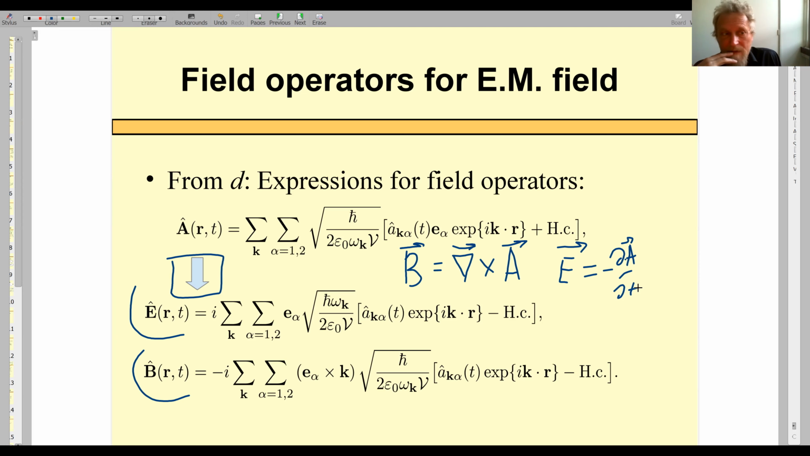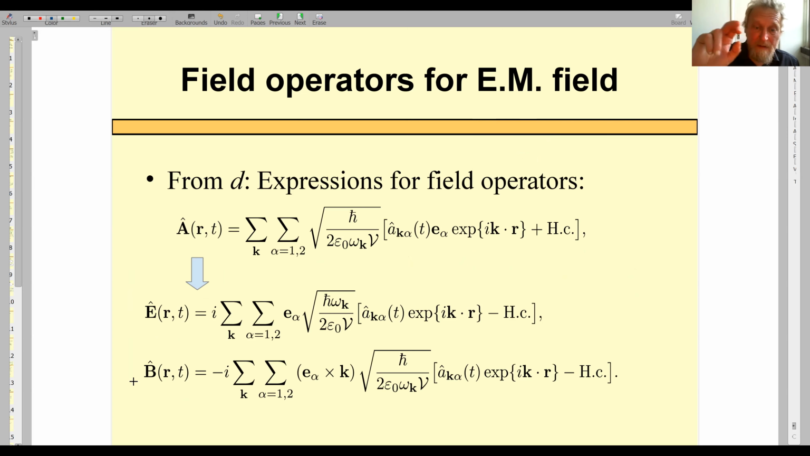Nabla, sorry, it's not nabla, it's gradient. Gradient of phi would also be in place, but again, we are still in Coulomb gauge, which in the absence of charges presumes that the scalar potential is zero. So it's only the derivative of the vector potential. We differentiate this expression with respect to time and with respect to coordinate to arrive at the expressions for the electric and magnetic field.